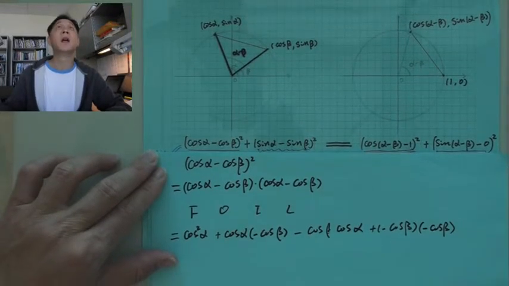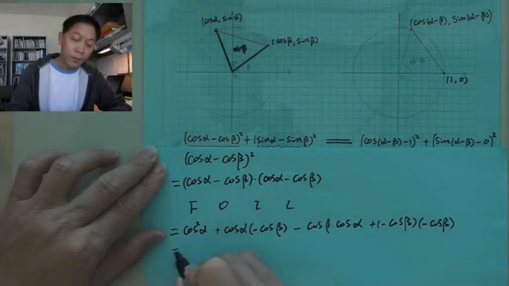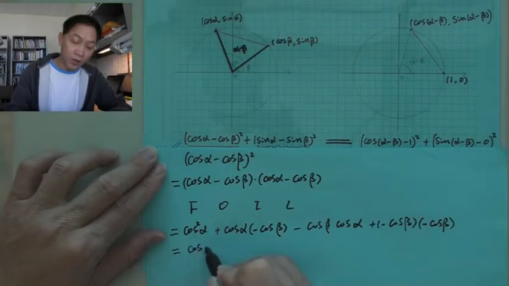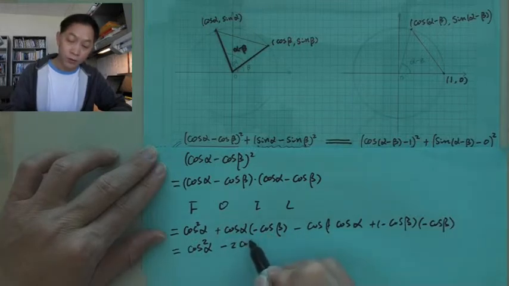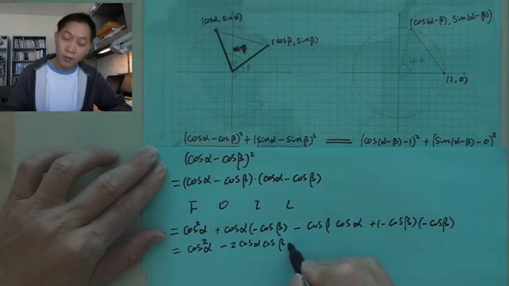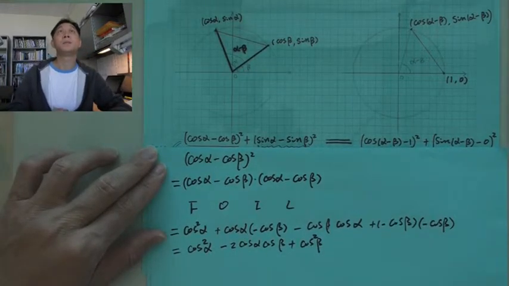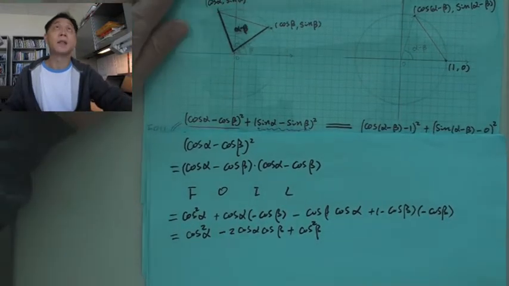Let me move higher. Okay. So this will give us what? This will give us cosine alpha squared minus, this is negative, this is negative, so we have a 2 cosine alpha cosine beta. And here, then we have a plus cosine beta squared. Okay. So then we have this one, and that's the one we get.